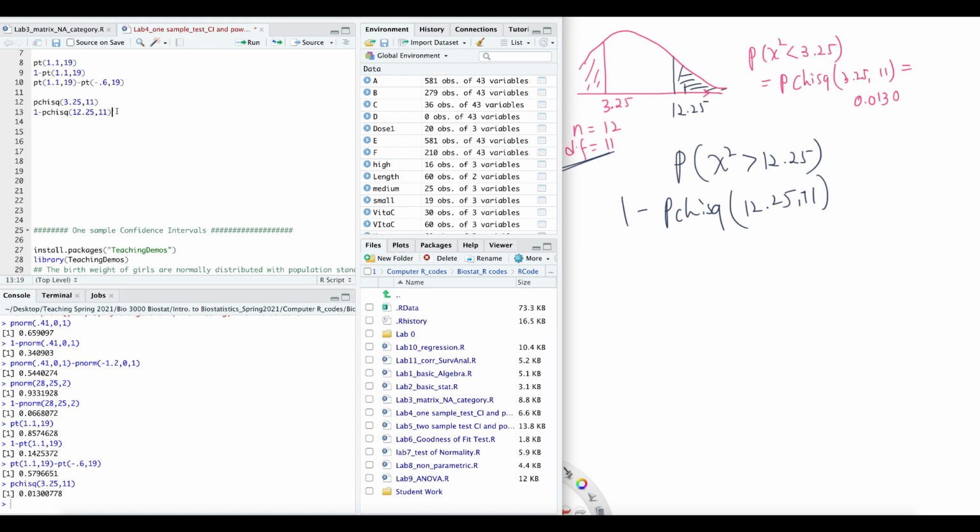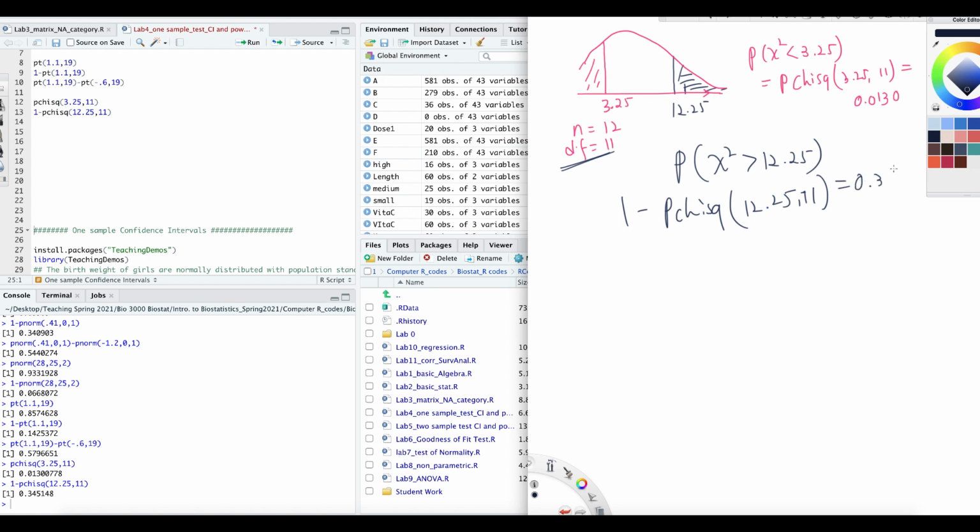Okay, guys. So if you run this, you will get 34.51%. That is basically 0.3451. That's what you get. Okay, guys. So if you want to find out the area between, how do you do that? You will do p chi-square of this minus p chi-square of this. And degrees of freedom is 11 in both cases.